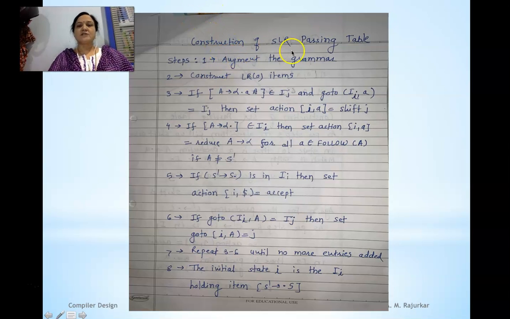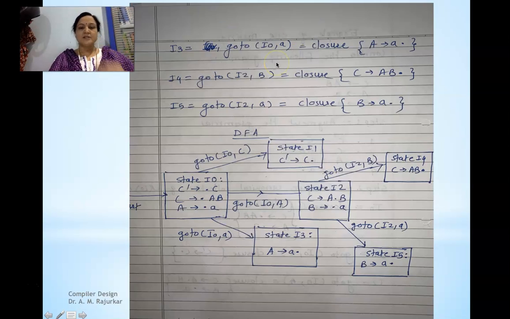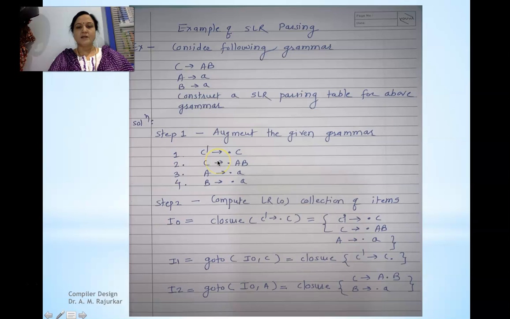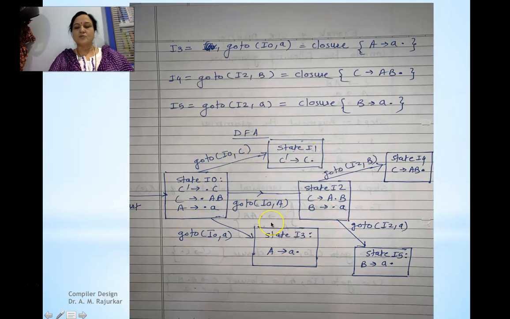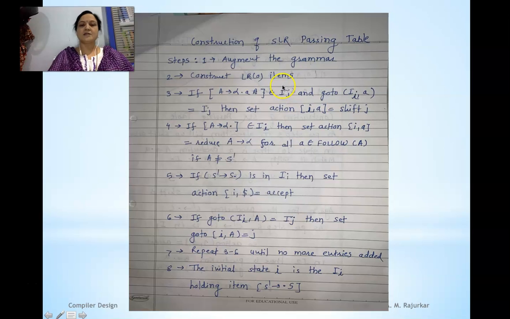The first step of construction of the SLR parsing table that we have seen with an example is augmentation of the grammar. The second step is construction of the LR0 items. These 2 steps we have solved. This is how we have augmented the grammar, and this is how we have computed the I0 to I5 states, that is nothing but the LR0 items. Now from the LR0 items, we are going to decide what are going to be the shift actions, the reduce actions, and the accept action in the action table of SLR parsing.